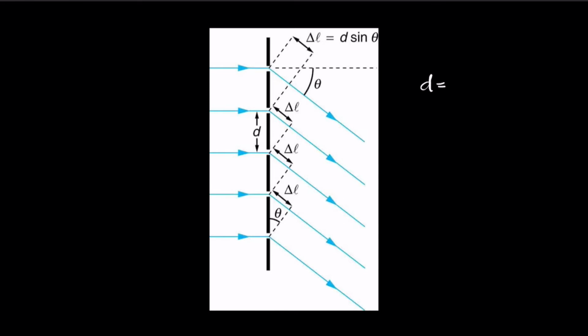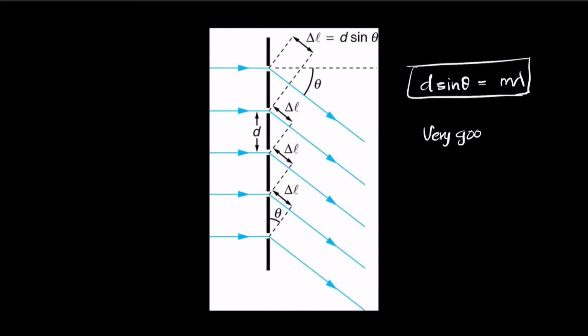So d sine theta is still equal to m lambda. We can use diffraction gratings as a very good measuring device for wavelengths of light.